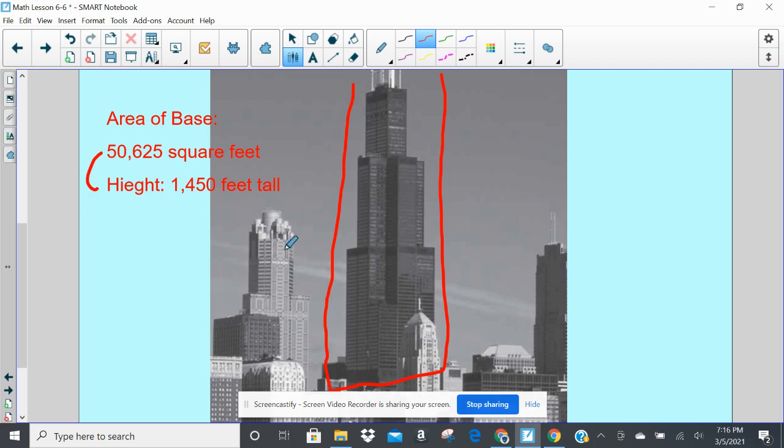Hmm, look at that. Look at the way it's shaped. I know it needs to be a rectangular prism. Is this a full rectangular prism? What do you notice about it?